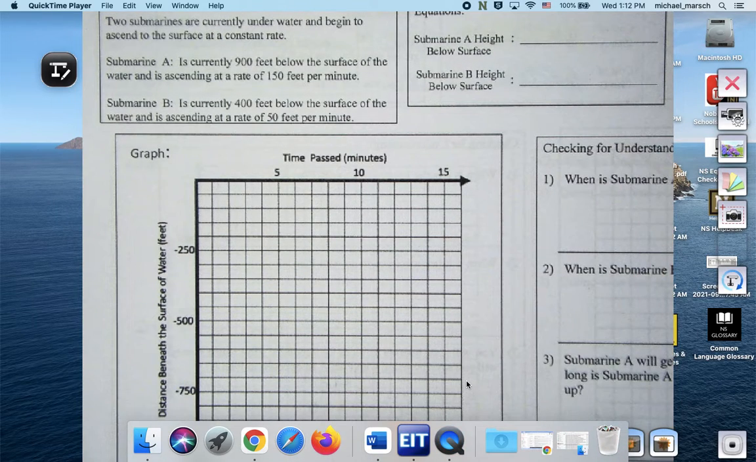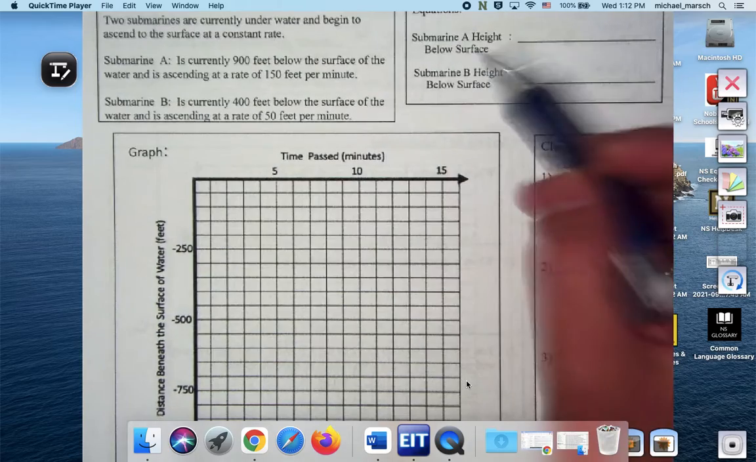Submarine A is currently 900 feet below the surface of the water and is ascending at a rate of 150 feet per minute. Submarine B is currently 400 feet below the surface of the water and is ascending at a rate of 50 feet per minute. What does ascending mean? It's coming closer to the surface, right? It's going up in elevation. So we're going to have positive slopes, right? They're not descending, they're ascending.